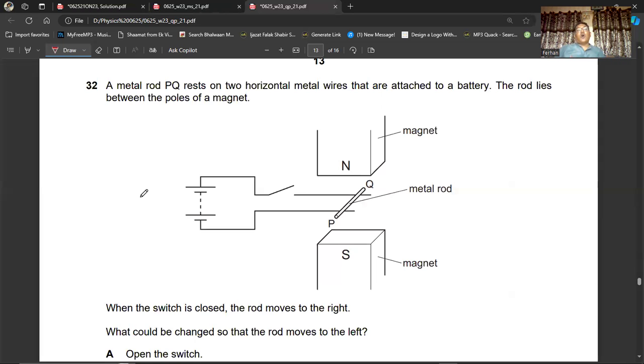A metal rod PQ rests on two horizontal metal wires that are attached to a battery. The rod lies between the poles of a magnet. Okay.